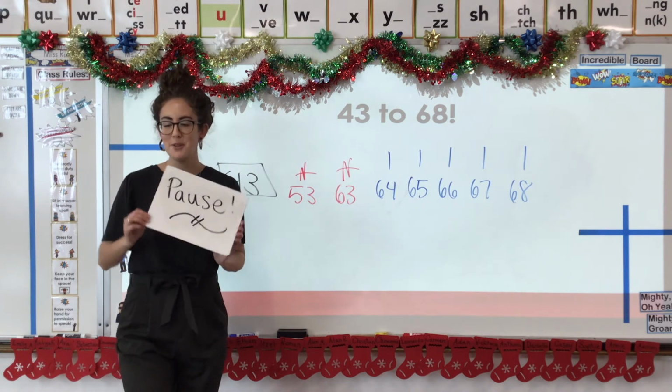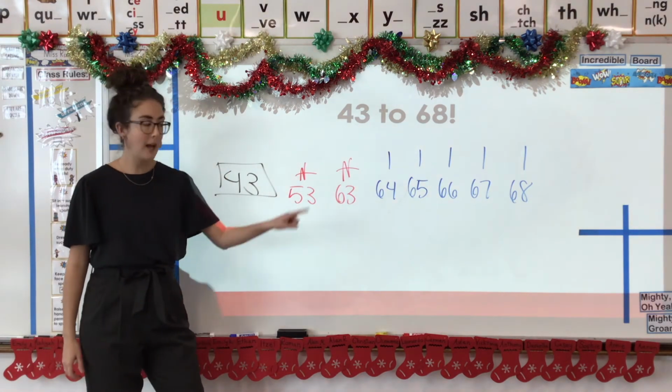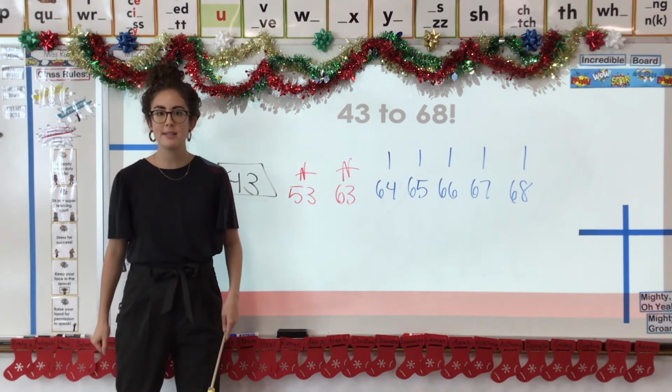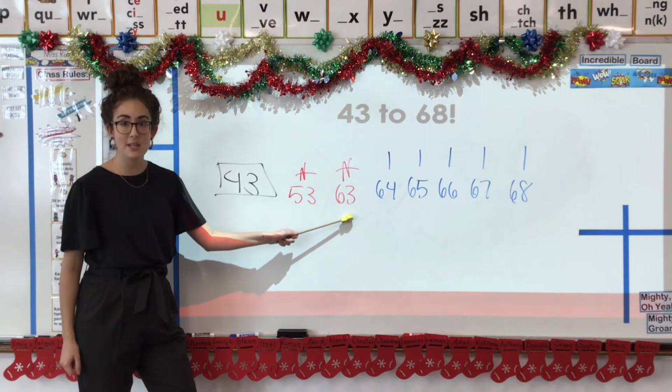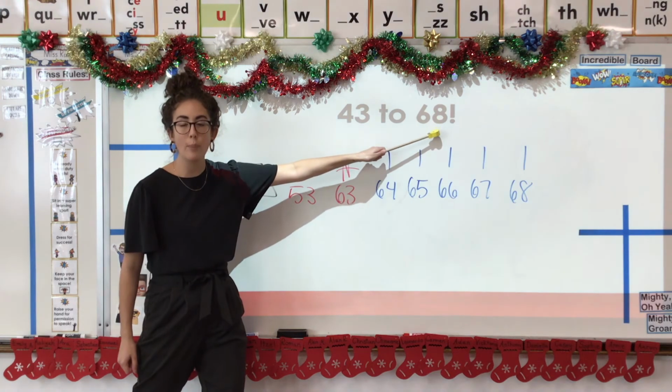Okay, how did you do, second grade? So I have written up here how I skip counted starting with the tens. So let's take a look. Did you have the same as me? We had 53, 63, and we couldn't count one more 10 because we'd go past.